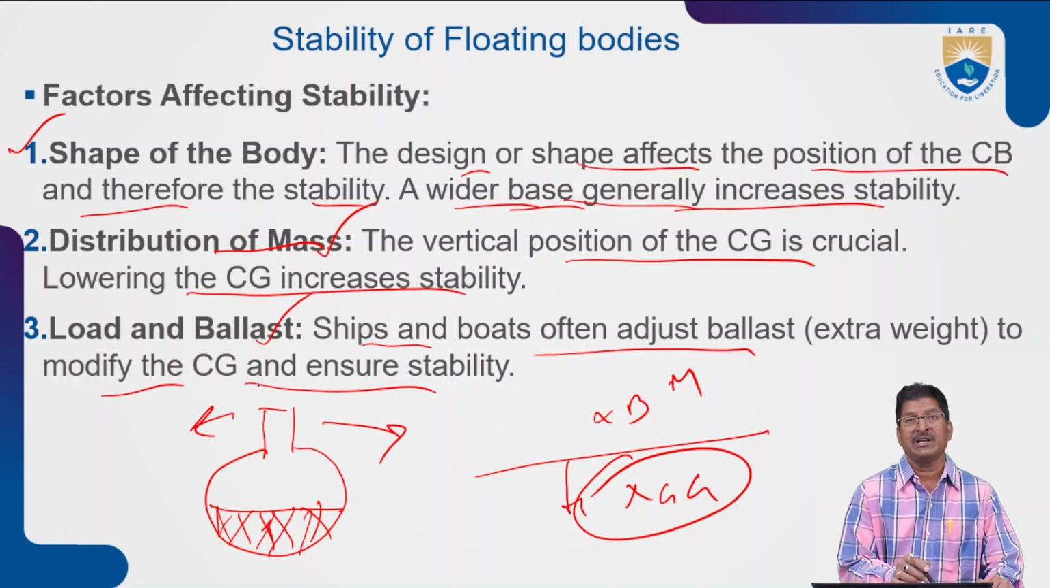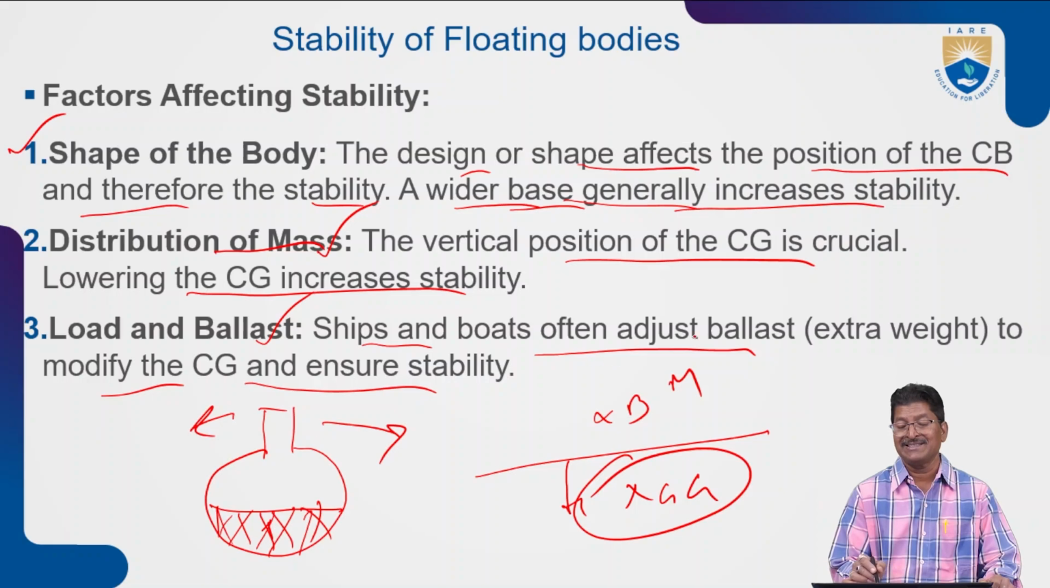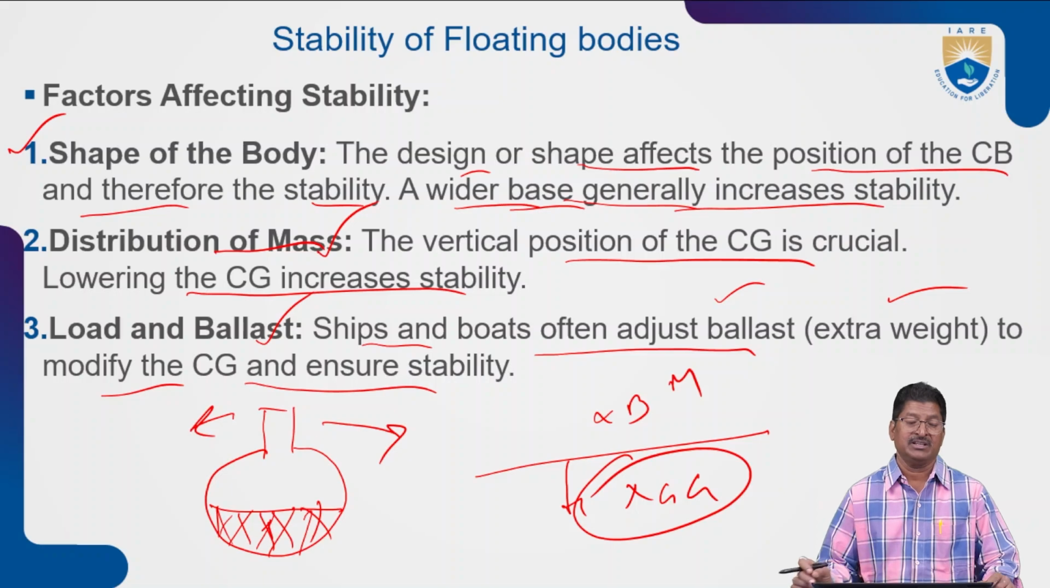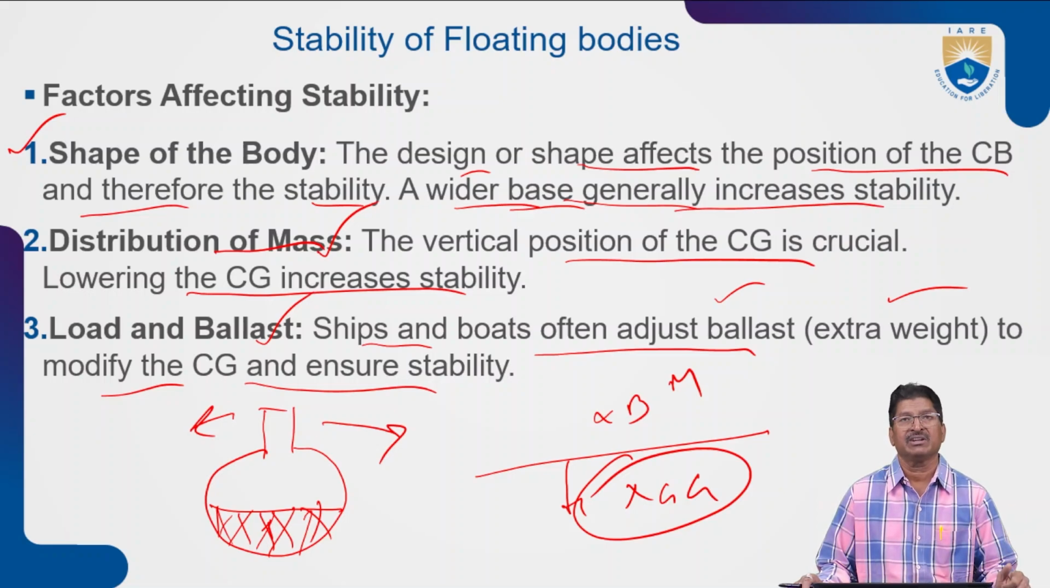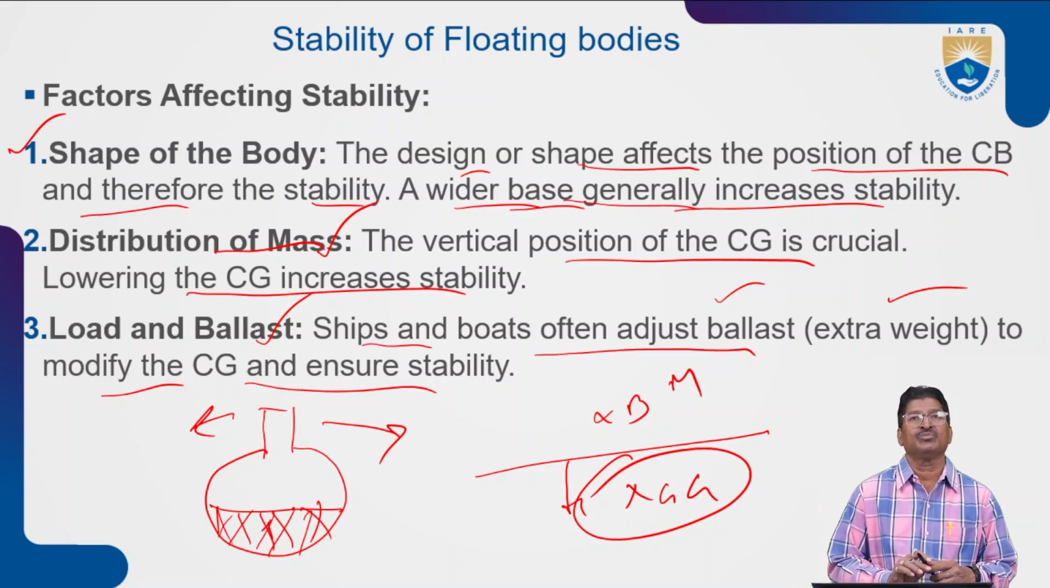So for load and ballast, ships and boats often adjust extra weight to modify the center of gravity and ensure stability. Thus, there are three factors: shape, distribution of mass, and load and ballast. With shape, a wider base is more stable. With distribution of mass, the center of gravity should be at a lower point, then it is stable. And load and ballast is extra weight given to modify the center of gravity so that more stability is ensured.